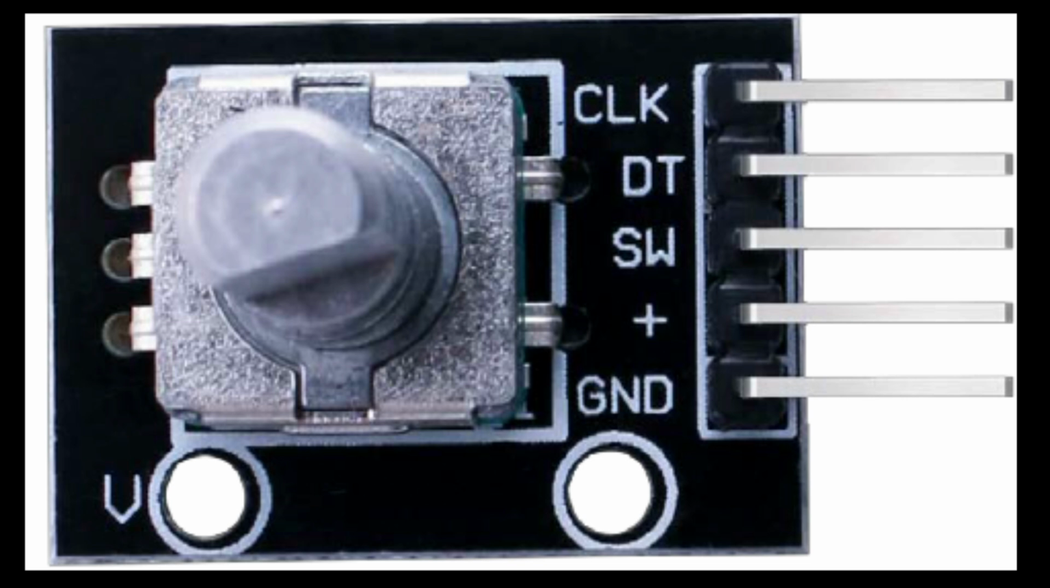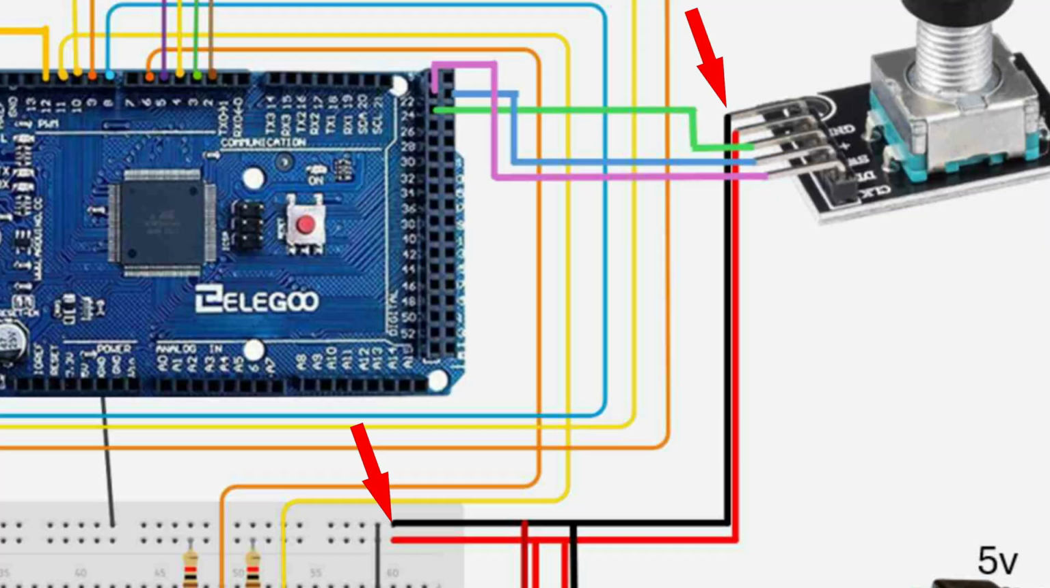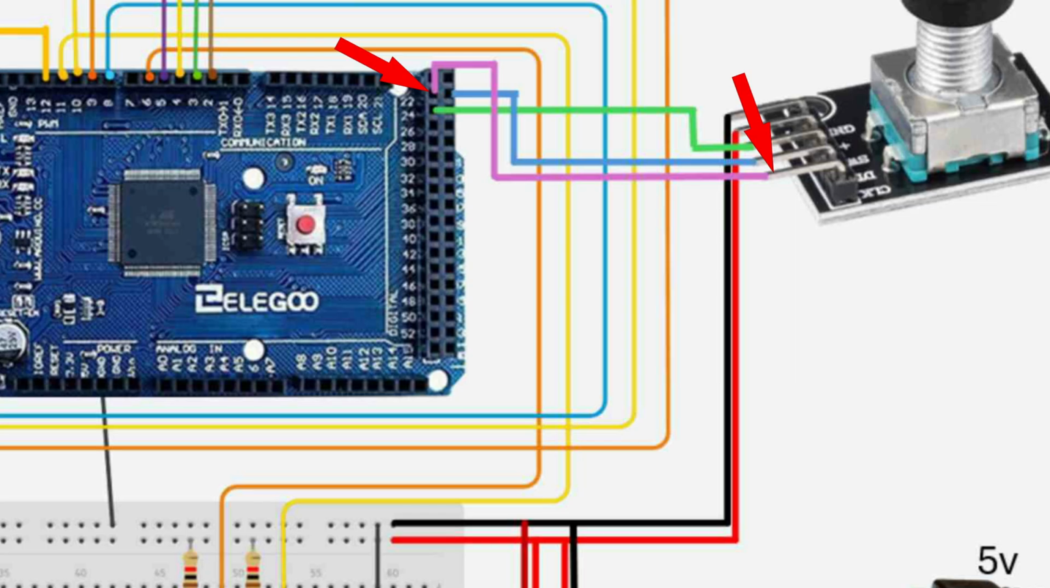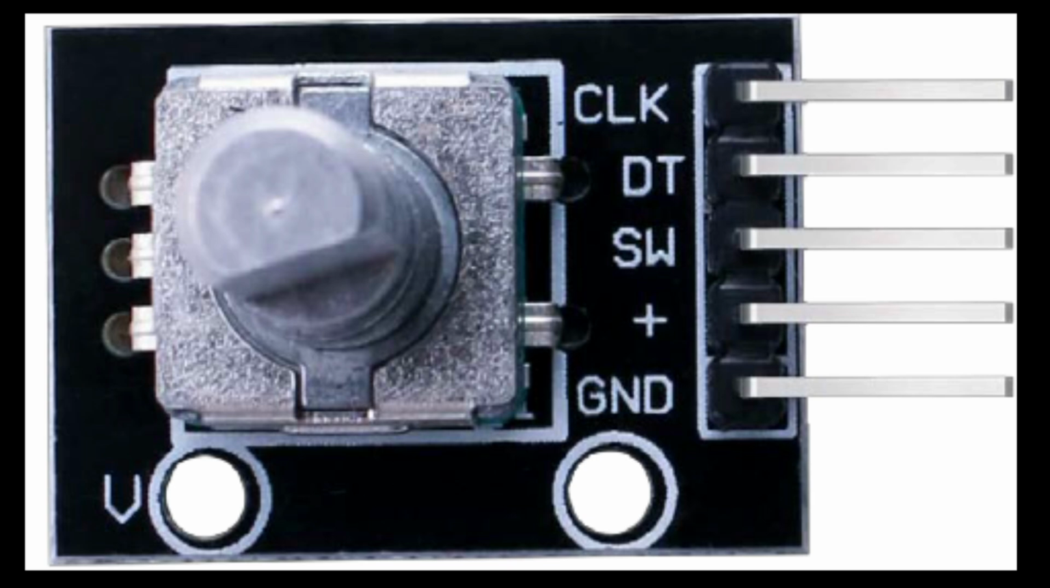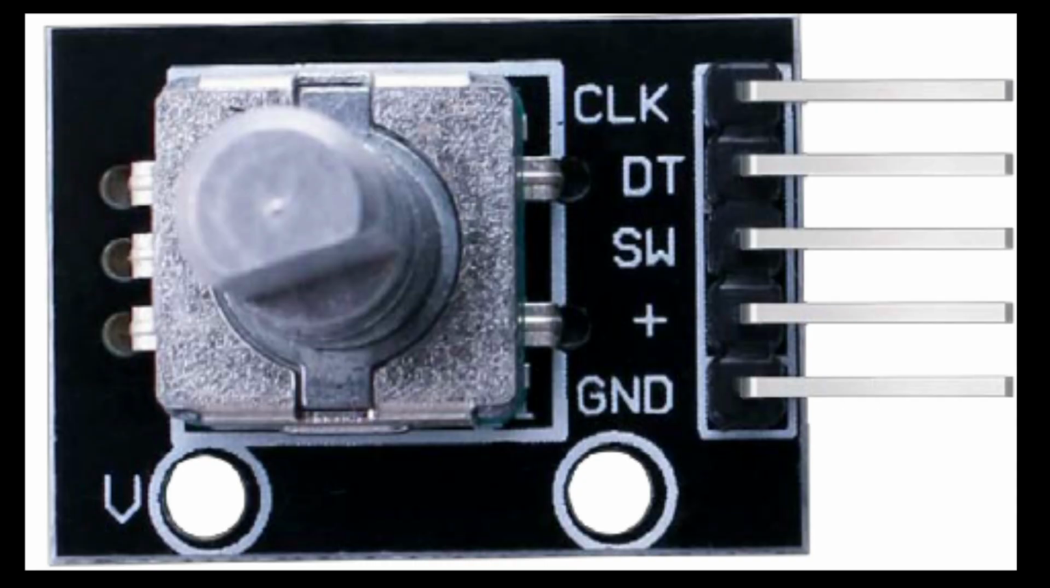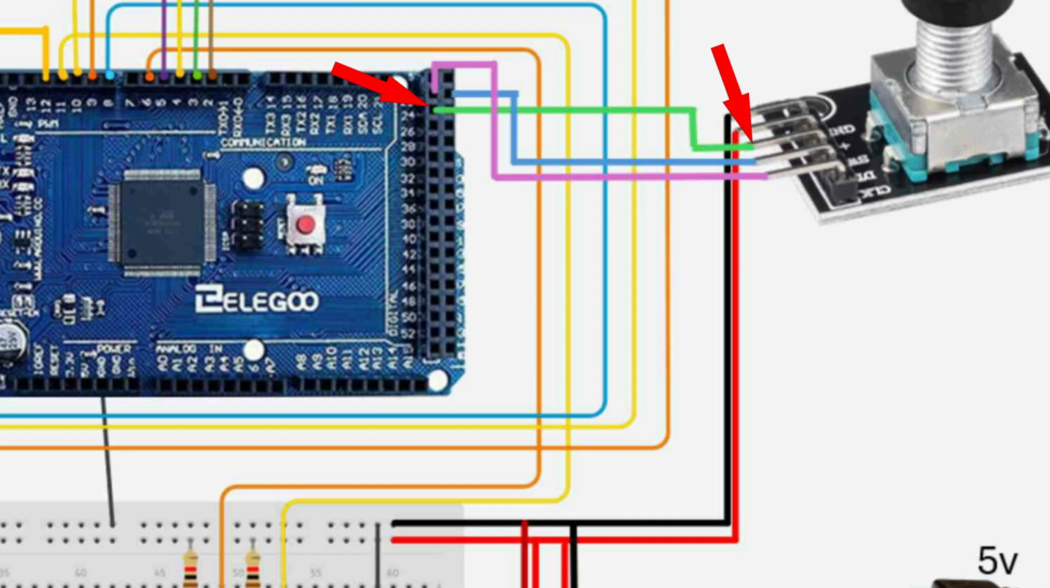Our rotary encoder module has five pins. The GND pin is connected to Arduino ground. The plus pin or the VCC pin is connected to 5V. The CLK pin is connected to a digital pin, and for us that'll be pin 22. The DT pin is connected to another digital pin, and for us that'll be pin 23 on the Arduino Mega. And the SW pin is used if you want to utilize the push button function, and you connect that to a digital pin as well. For us it's going to be pin 24.